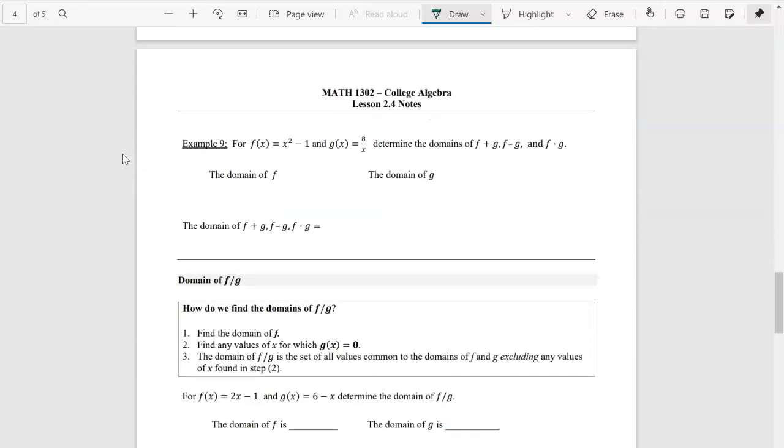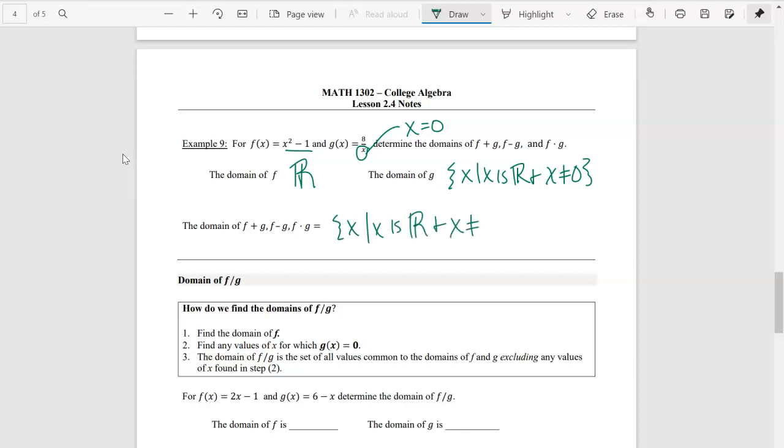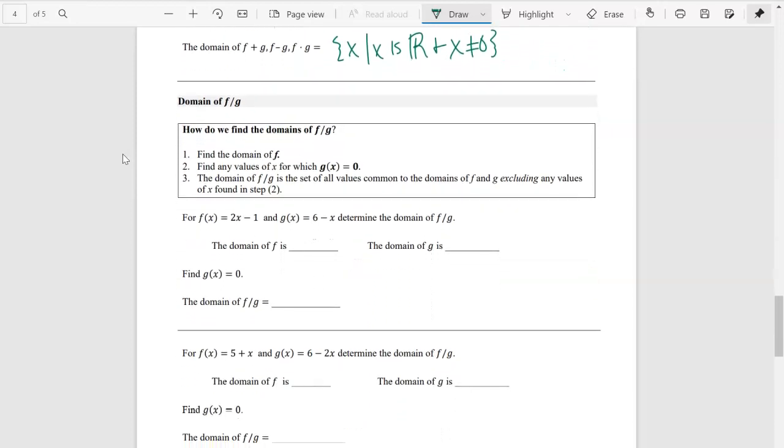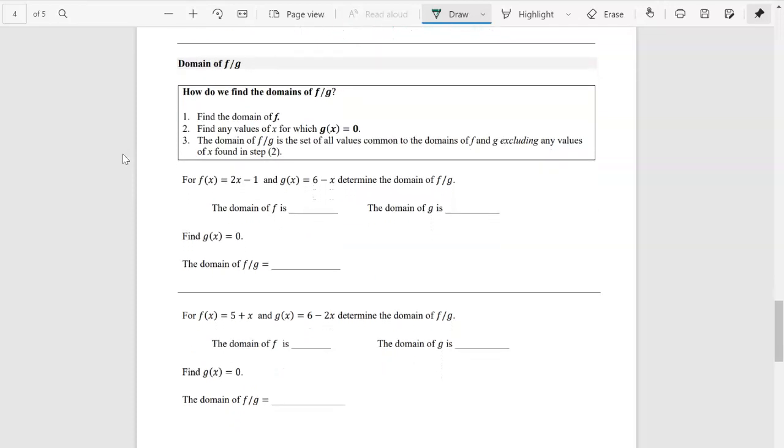Okay, so when we look at f, x squared minus 1, the domain is going to be all real numbers. We don't have a fraction. This one has, we can't let x equal 0 on g, so the domain would be all x's such that x is real and x is not equal to 0. So if we want to list the domain for adding, subtracting, or multiplying, we have to list the most restrictive of the two. Okay, so how do we define the domains of f divided by g?